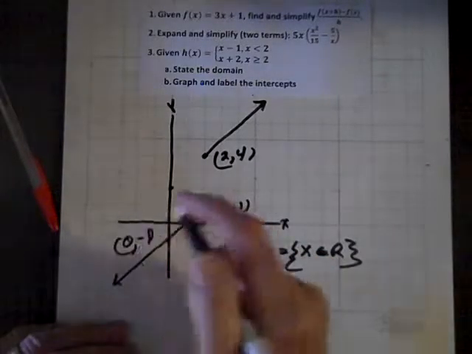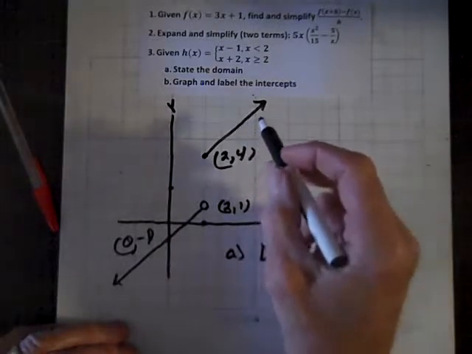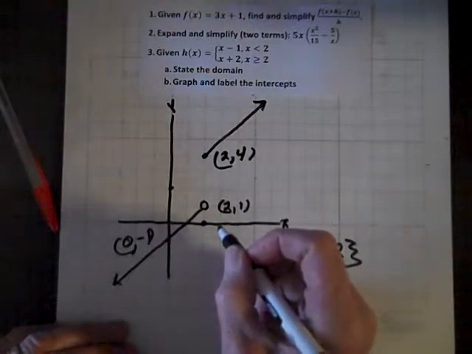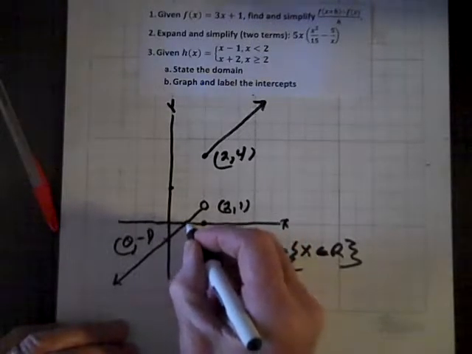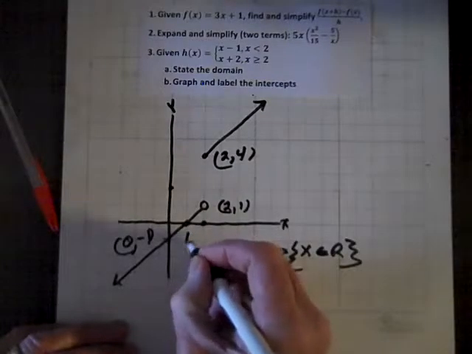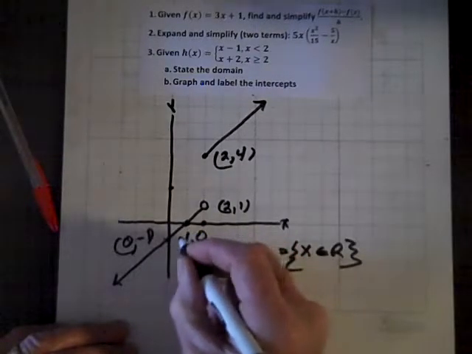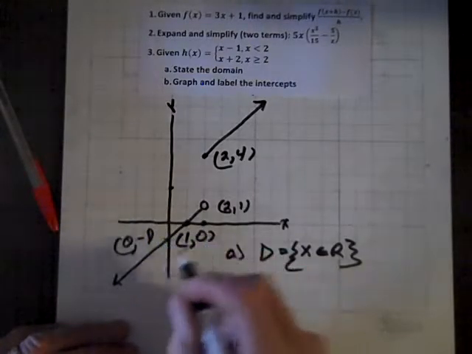Now let's do B. For B, we have to graph. We've done that. We have to label the intercepts. Well, there's one intercept. This intercept right here, let's see, if we went over 1, we went up 1. So that intercept is 1, 0. And we're done.